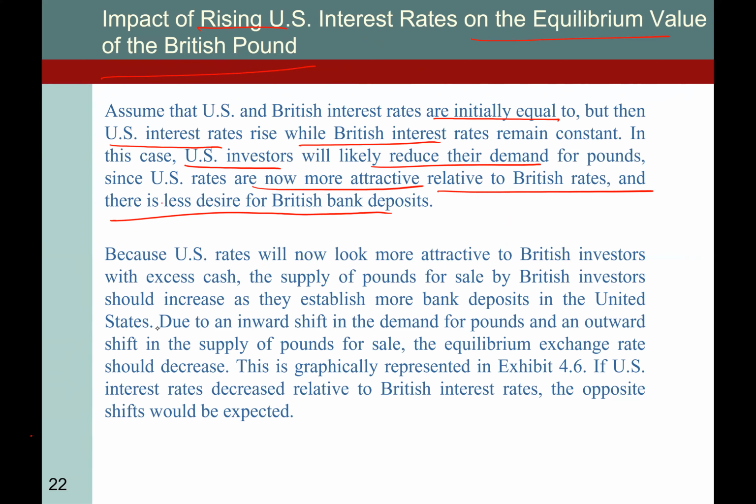So there is less desire for British bank deposits. It means pound demand will be lower. So because the US rates will now look more attractive to British investors with excess cash, the supply of pounds for sale by British investors should increase as they establish more bank deposits in US states, which means the supply of pounds will increase. So due to this inward shift in the demand for pounds and outward shift in the supply of the pound for sale, the equilibrium exchange rate should decrease.